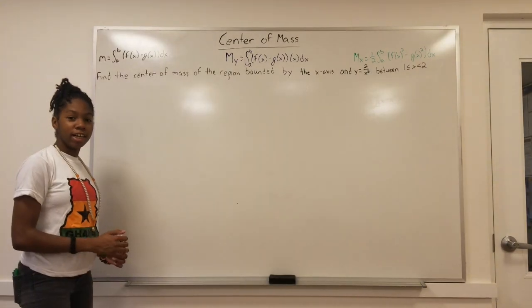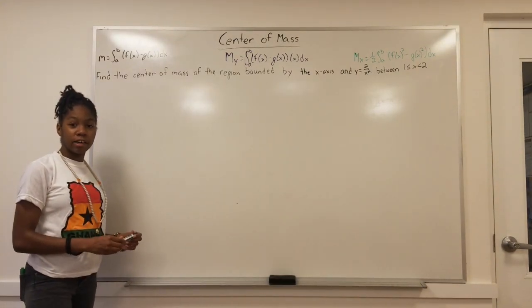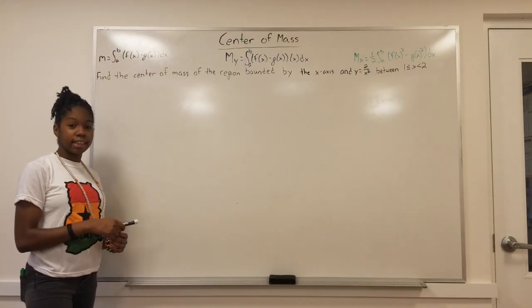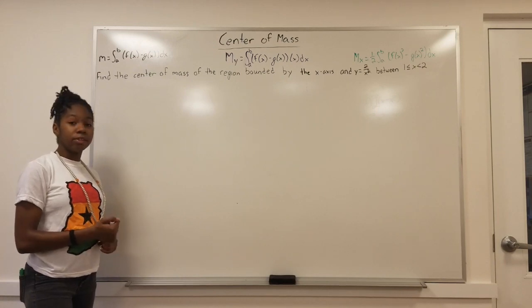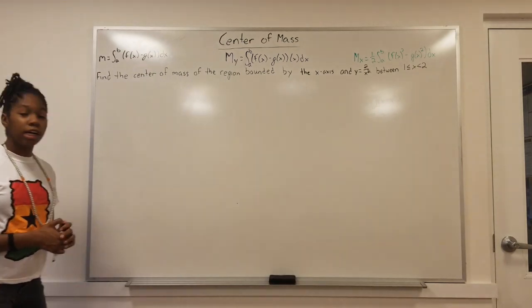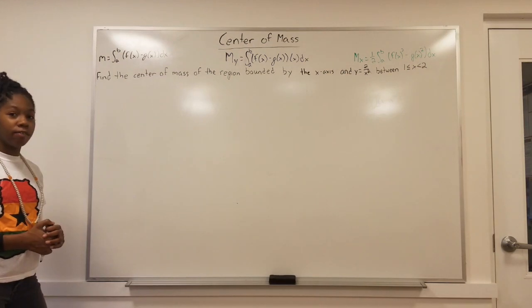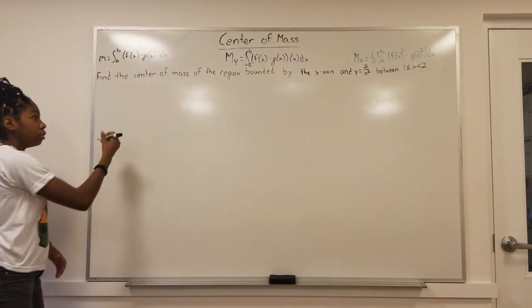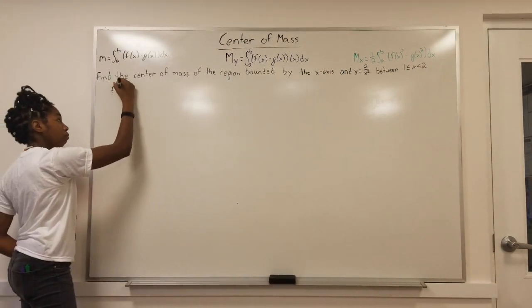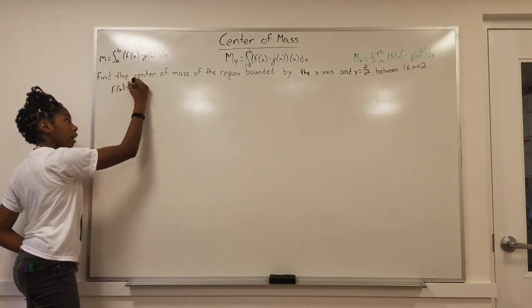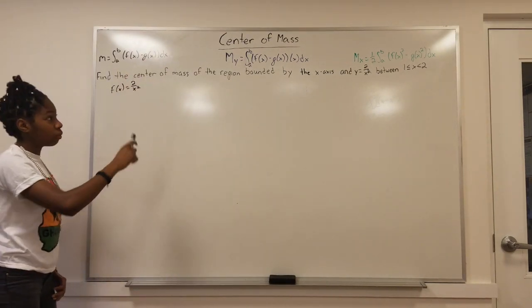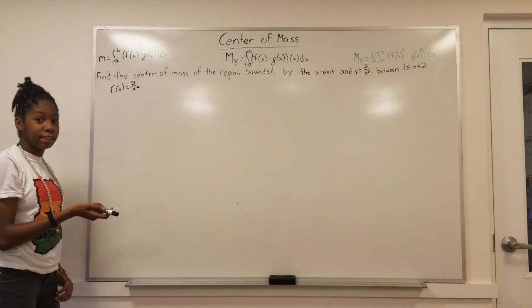This is center of mass, example 2, and today we'll be finding the center of mass of the region bounded by the x-axis and y equals 2 over x squared. So in this example, you only have an f of x, which is 2 over x squared, and you do not have a g of x. So wherever you see a g of x, you can plug that in as 0.